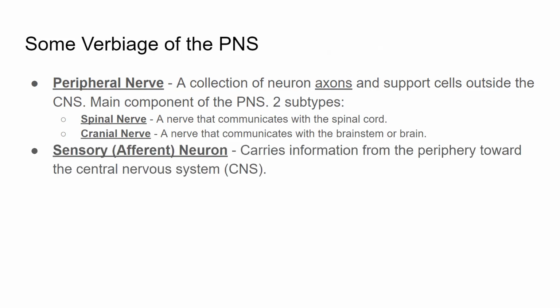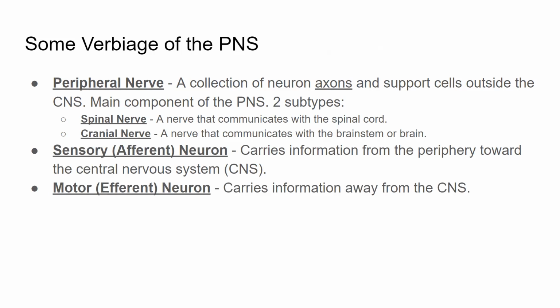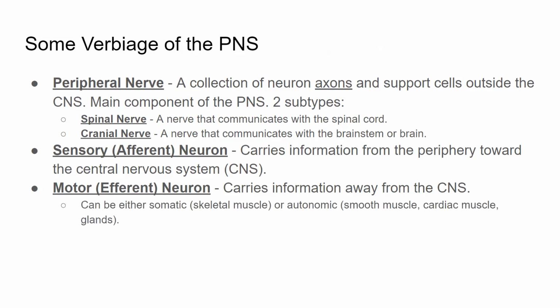You can also subdivide based on the direction that the information is being carried. So we have a sensory neuron, also called afferent. I like to think afferent is arriving. So it carries information toward the CNS from the periphery. On the other hand, we have motor neurons, which carry information away from the central nervous system, controlling muscles, either voluntary or involuntary. So we have our somatic motor neurons controlling skeletal muscle. And then we also have the whole autonomic nervous system, not under voluntary control, controlling smooth muscle, cardiac muscle, and glandular secretion.